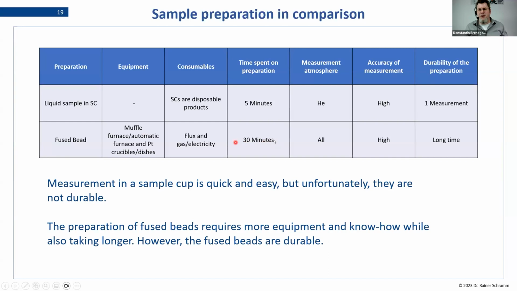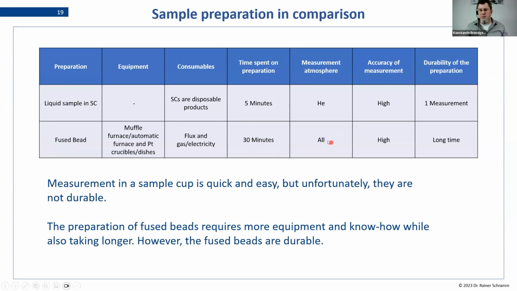And the effort it takes to make one sample is around 30 minutes minimum, because it's balancing, mixing, and then doing the fusion, which in total ends up to around 30 minutes per sample. You can do multiple samples in that 30 minutes, but still, it's an idea how long it takes compared to the sample cups.